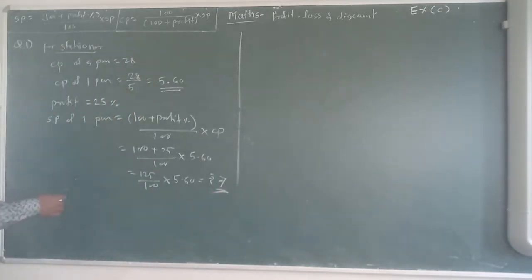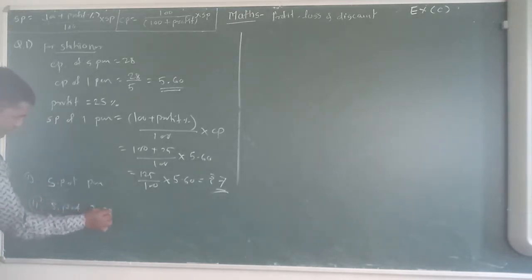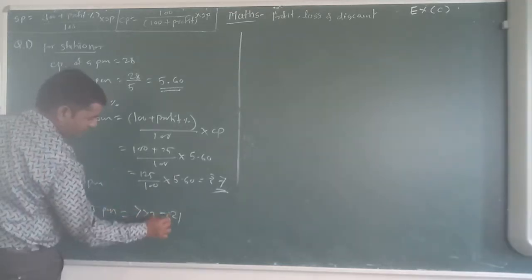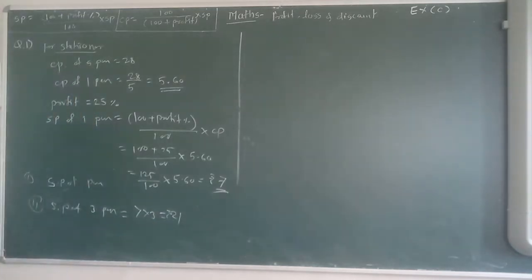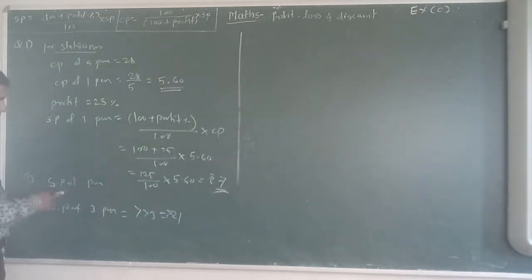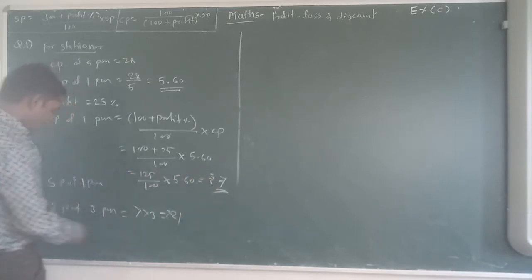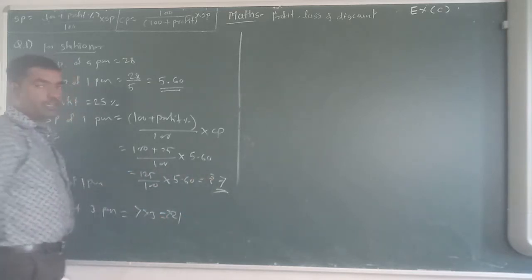That means the answer of the first part is finished. SP of 1 pen is 7. Second, SP of 3 pens is 7 into 3, 21 rupees. That means how much the consumer has to pay: when the consumer buys 1 pen, he has to pay 7 rupees. When he buys 3 pens, he has to pay 21 rupees.